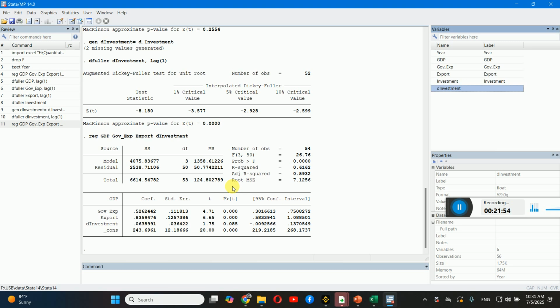Hopefully, dear students, you have learned the idea of stationarity, and also you have learned how to remove the issue of non-stationarity if there is any in the data set, dear students.